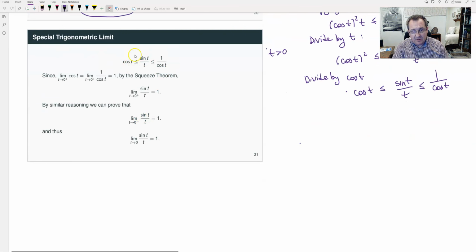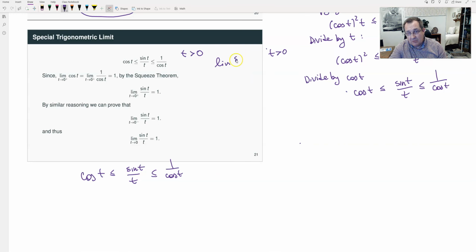We are almost done. So let's look at that inequality. Let me copy it over here. Cosine t less than or equal to sine t over t less than or equal to 1 over cosine t. And let us remember that we are looking at the case t greater than 0. And that means that we will be considering taking a limit of sine t over t as t approaches 0 from the right.